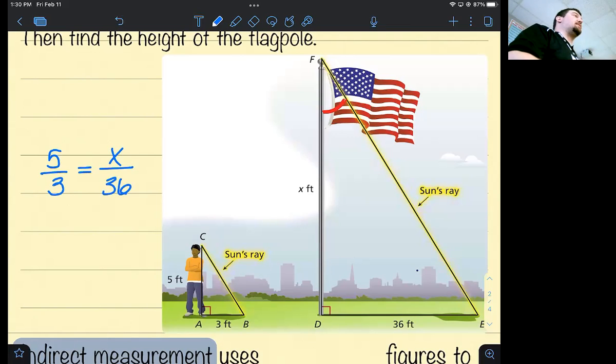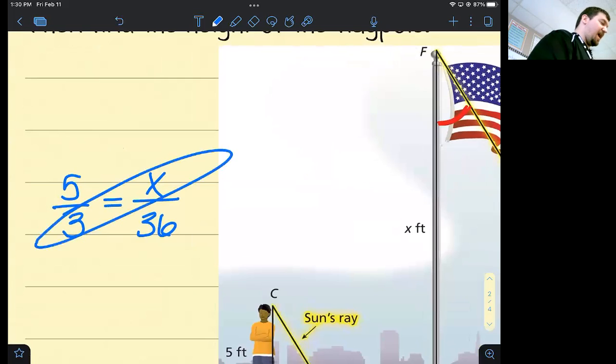Not the only way you could set this proportion. Instead of doing child's height, child's shadow, flagpole height, flagpole shadow, you could also do child's height, flagpole's height, and then child's shadow, flagpole's shadow. So there's more than one way you can set the proportion. Now, Jason, I'm going to have you work through it. Obviously, we get the 3 times X there.